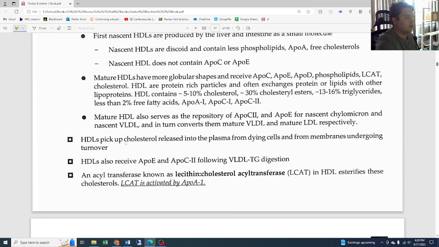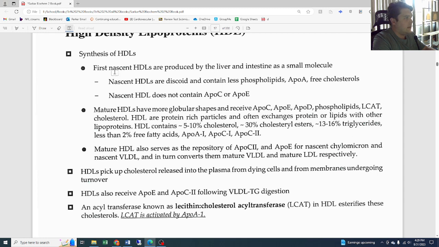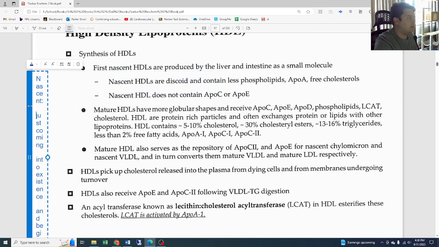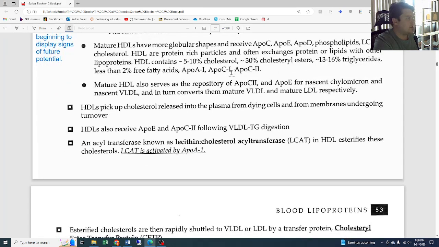Mature HDL also serves as the repository of ApoC2 and ApoE for nascent chylomicron and nascent VLDL, and in turn converts them to mature VLDL and mature LDL respectively. When we're talking about nascent, we're talking about the newly formed. It's just coming into existence and beginning to display signs of future potential. That is what nascent means as we're reading through that. It uses that word a lot in that little chunk.